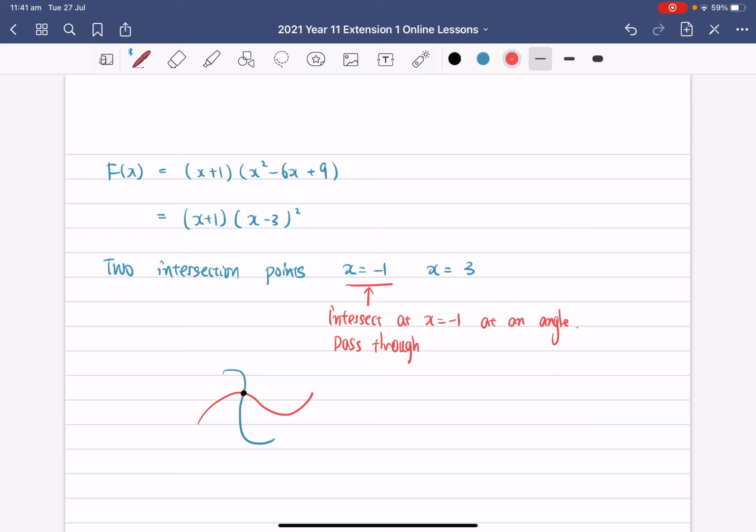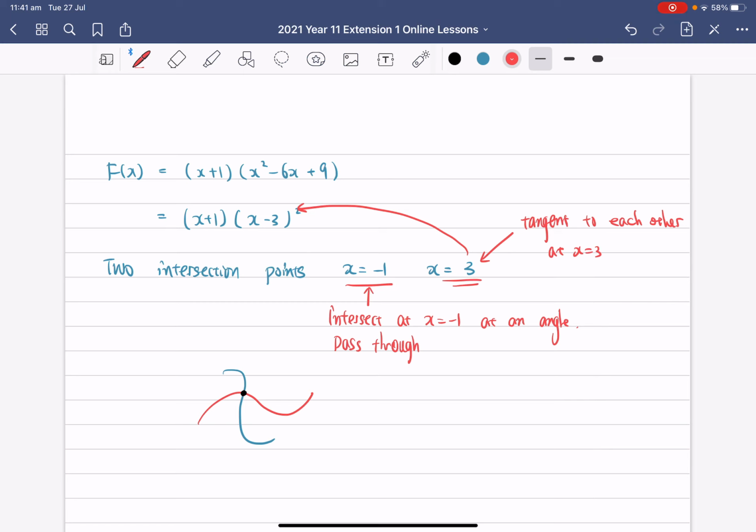However, for the second one, x equals 3 has a double root here. If you look at the power is equal to 2, so it's like a multiplicity of 2. And I will explain to you what I mean by multiplicity. So in that case, the conclusion is they are going to intersect at x equals 3, but they are tangent to each other. So these 2 curves are tangent to each other at x equal to 3.